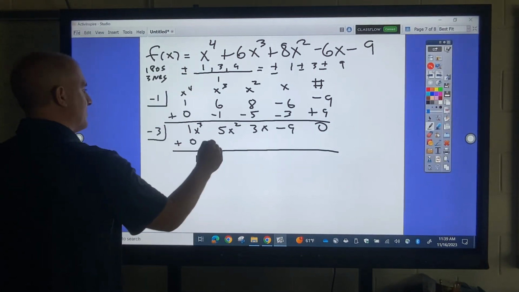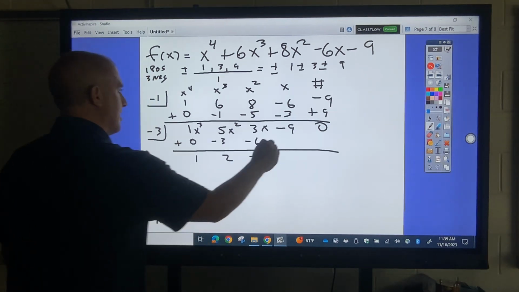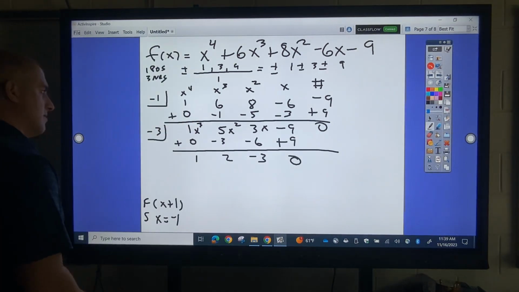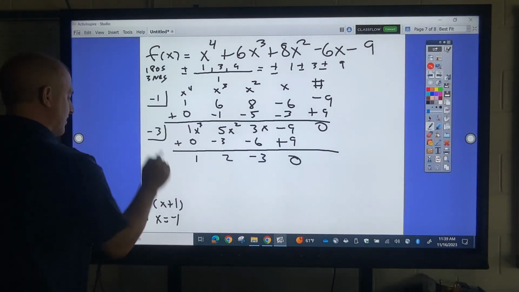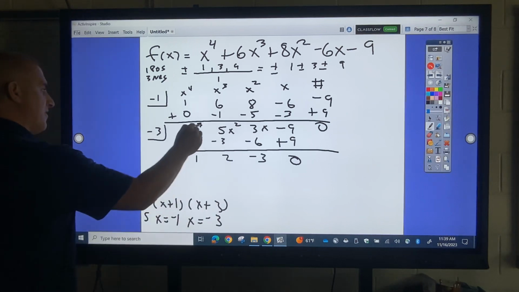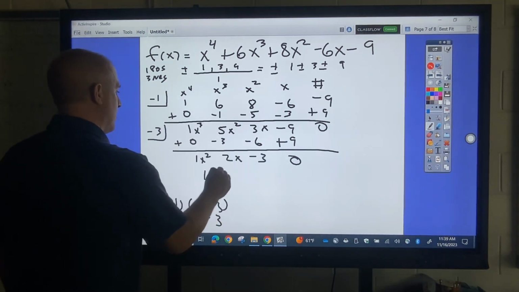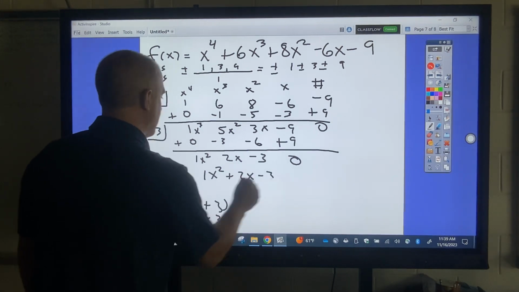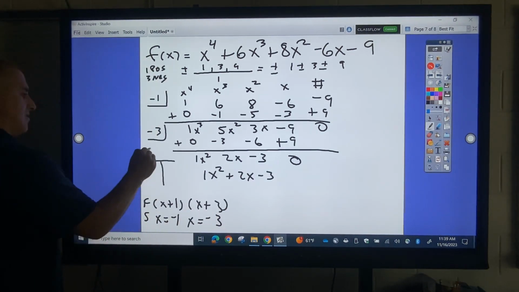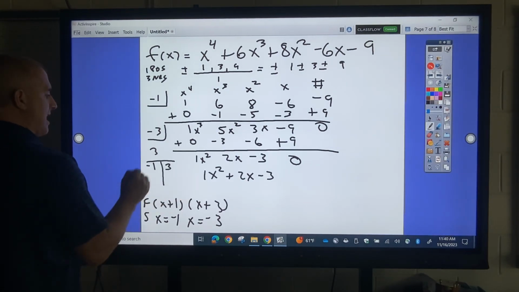So 1 times negative 3 is negative 3. That's 2. That's negative 6. That's negative 3. That's 9. That's 0. So here's another one that works. Which factor would be this? Now, this is x cubed, this is x squared, this is x, this is the number. So 1x squared plus 2x minus 3. That's pretty easy. Factors of 3 are 1 and 3. Since that's negative, I would make that side negative.